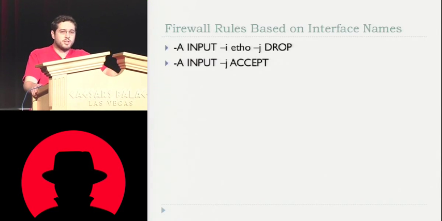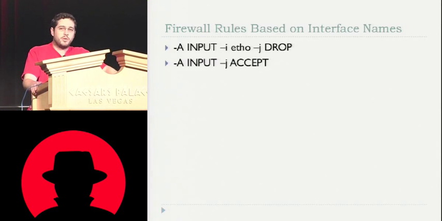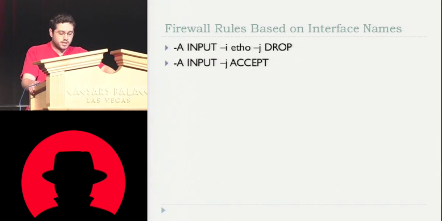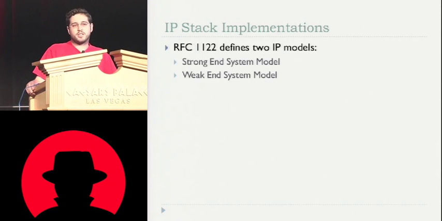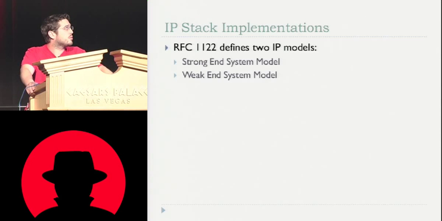But like the same origin policy, this attempts to enforce security based on a name. Computers don't work on names. They work on IP addresses. And where this comes back to bite us is when you look at how the underlying operating system handles IP packets. RFC 1122 defines two different models for implementing an IP stack. One's called the strong end system model, and one's called the weak end system model.